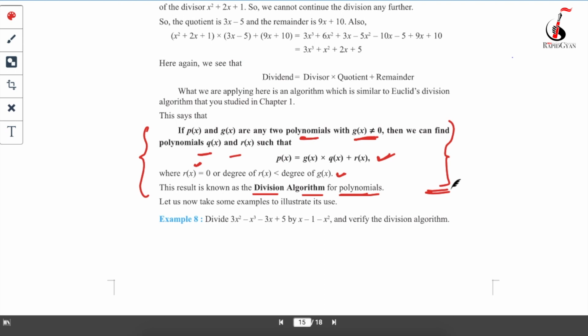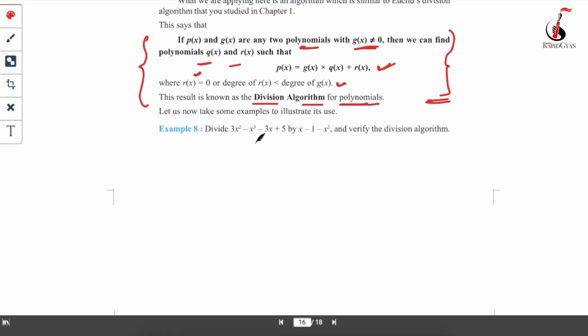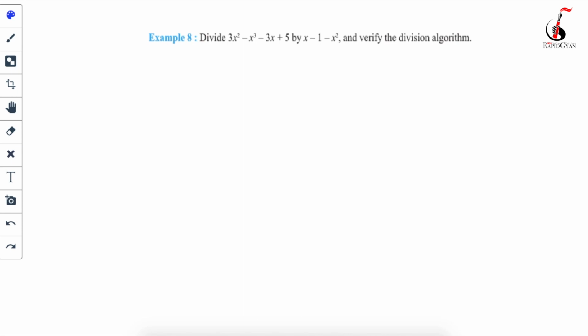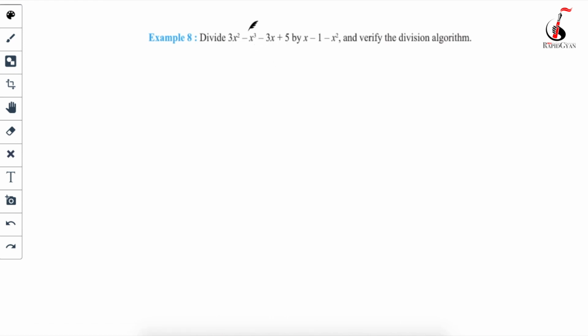Okay, so let's solve the next example, which is example 8. Divide 3x square minus x cube minus 3x plus 5 with this and verify the division algorithm. So this is what we'll have to do. In order to do the division, first you will have to write this is your p(x), and this is your g(x).